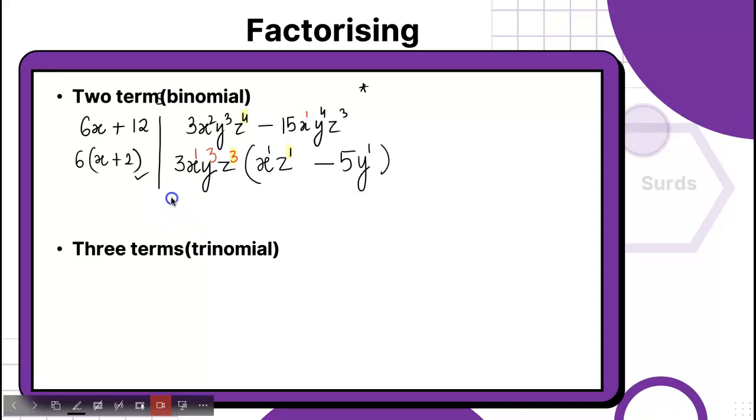So overall, what I did is take the common variables in both the terms and copy them down first. So we take common variables with least indices. Yeah, this is going to be the common thing.